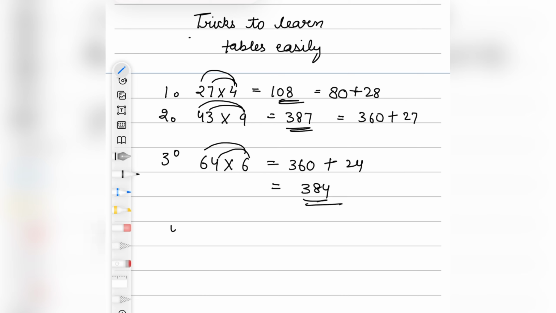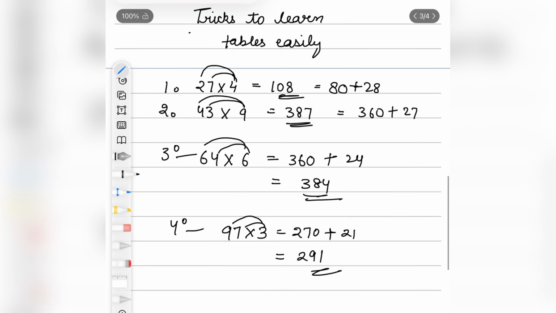Let's take another number. 97 into 3. Multiply 9 into 3, that is 27. Put 0 after that. Add the multiple of 7 into 3, that is 21. That is 291. This is your final answer.